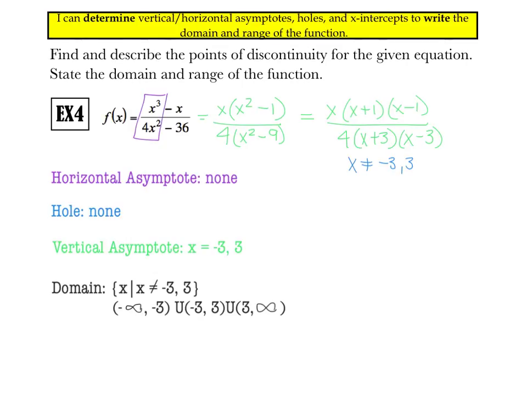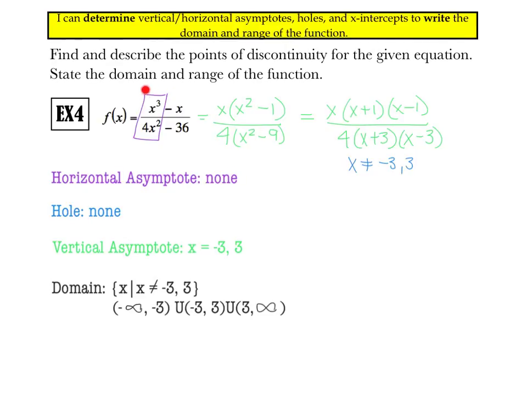Alright, so when I worked this out, I ended up with no horizontal asymptote, no holes. I had vertical asymptotes at x equals negative 3 and then over at x equals 3, which put my domain at all x's such that x does not equal negative 3 or 3, or in interval notation it would look like that. So if you got those answers, go ahead and move on to example 5. If you didn't, I'll just explain it right here.